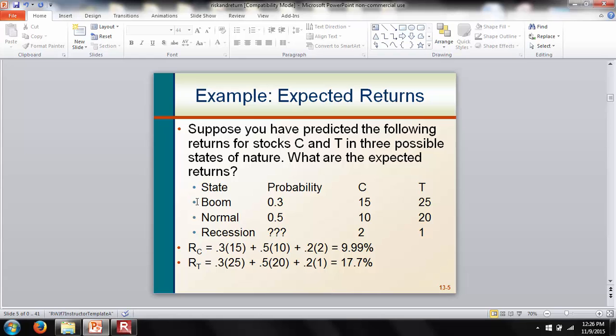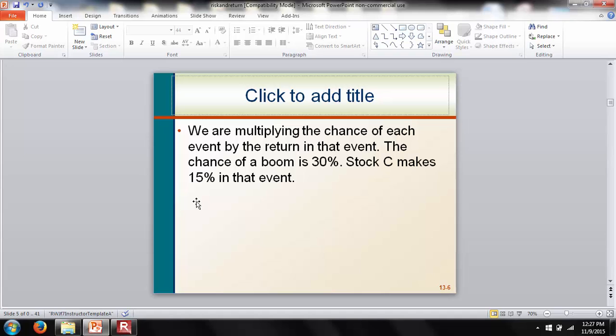So what is the expected return for stock C? That is the chance of making 15%, which is 0.3, plus the chance of making 10%, which is 0.5, plus the chance of a bad year where you make 2%. That gives you 9.99%. And for stock T, that is 17.7. Okay, so basically here we are multiplying the chance of each event by the return in that event.